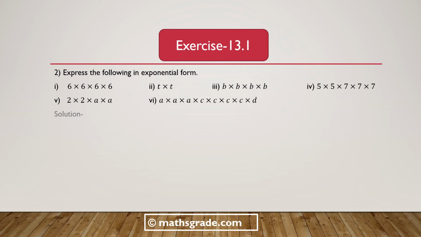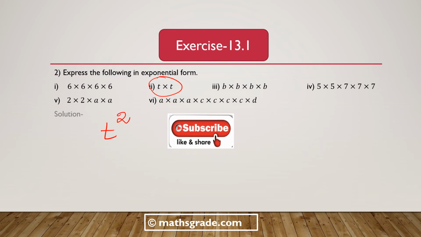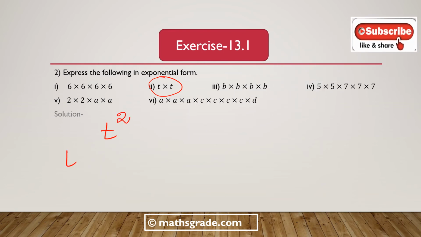Now we solve second bit. Express the following in exponential form: t multiplied by t. Here t is multiplied 2 times. So t multiplied by t is equal to t to the power 2, where t is the base and 2 is the exponent.